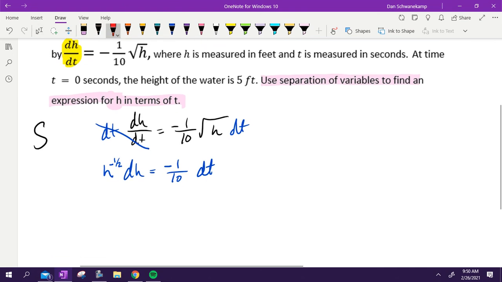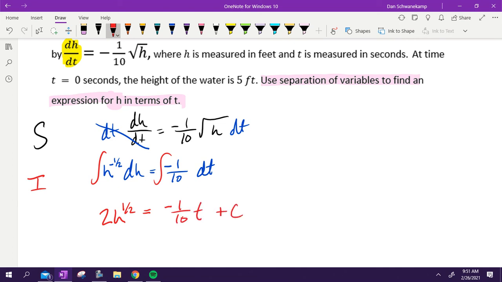Once I've separated, then I'm going to integrate both sides. So if I integrate the left side, Cannon, what'd you get the new integral to be? Good. h to the 1/2. He added 1 to his exponent and then divided by his exponent. So dividing by 1/2 is like multiplying by 2. On the right side, the integral of negative 1/10, Slade, what'd you get for that? Yep, negative 1/10 t. What else do I need over here? Plus c. That is separate and integrate.